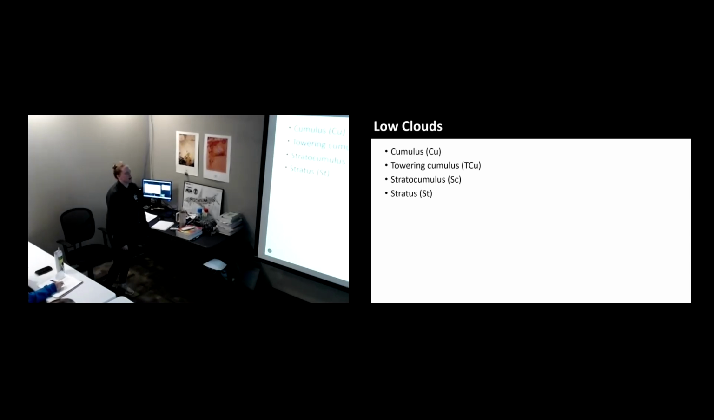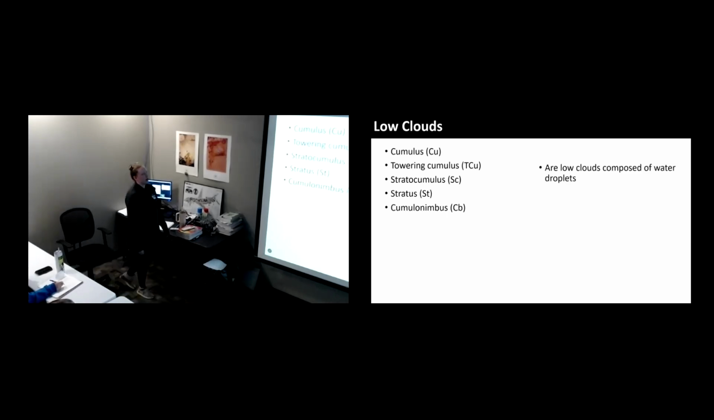Now these are the ones we care about. Cumulus, towering cumulus. Can we kind of put that together? Stratocumulus, stratus, and cumulonimbus. We all know what that one is. That's like the most common thunderstorm. General population knowledge, cumulonimbus cloud, right?